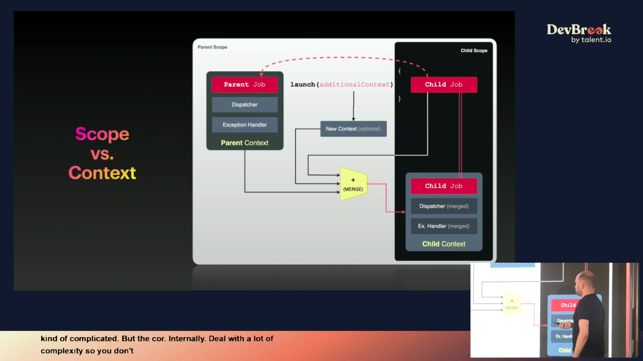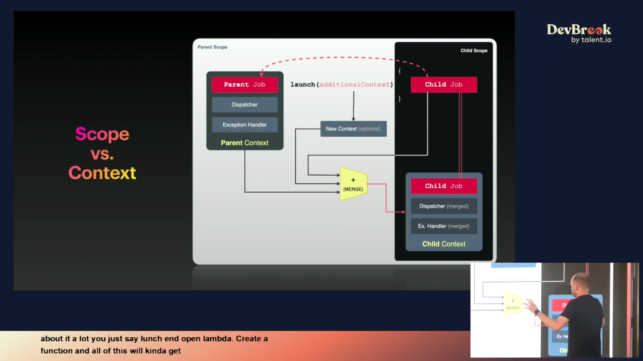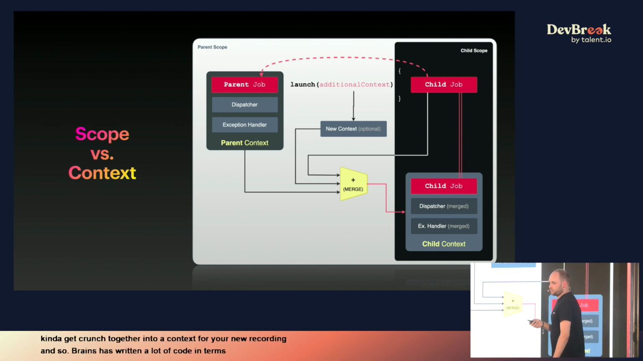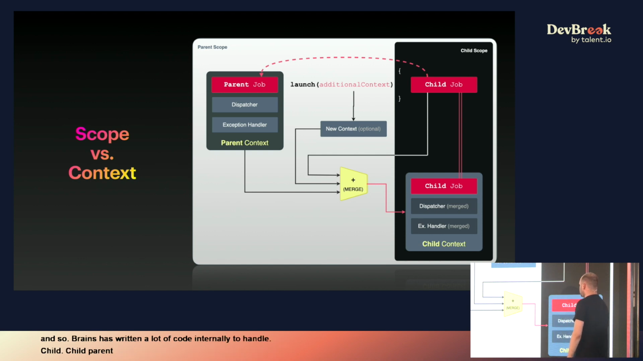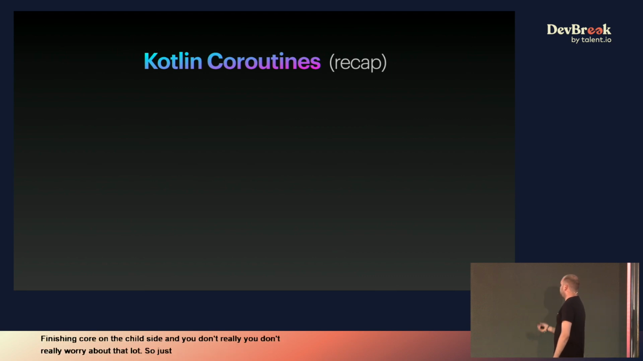So it's kind of complicated, but the coroutines internally deal with a lot of complexity. So you don't really need to think about it a lot. You just say launch and open a lambda, create a function, and all of this will kind of get crunched together into a context for your new coroutine. And so JetBrains has written a lot of code internally to handle child-parent communication, errors on the child side, finishing coroutines on the child side, and you don't really worry about that a lot.